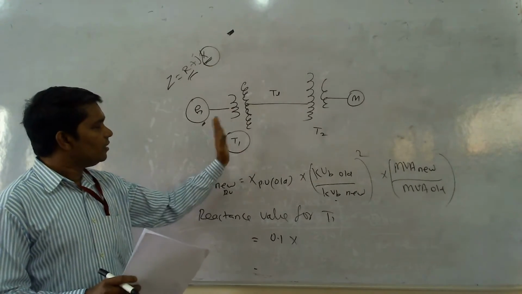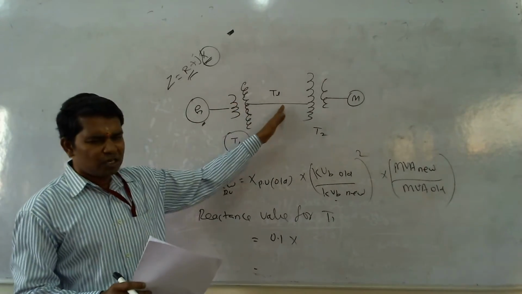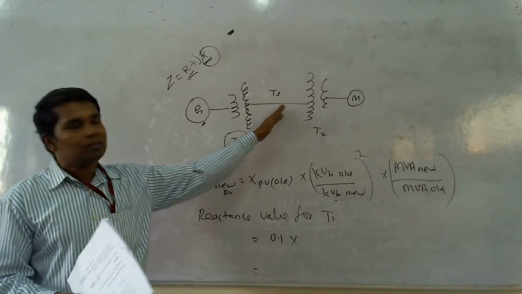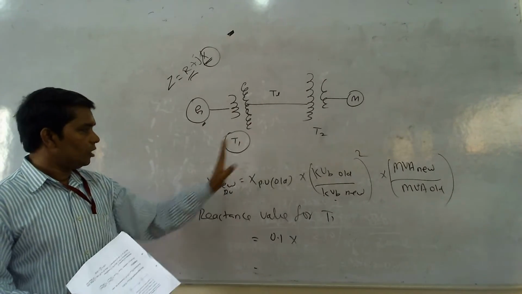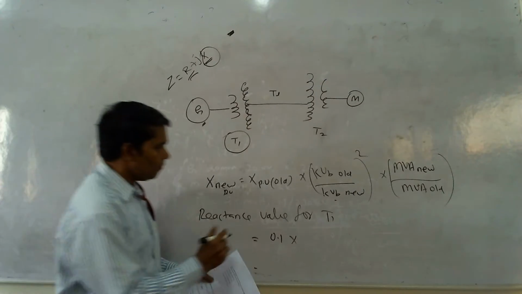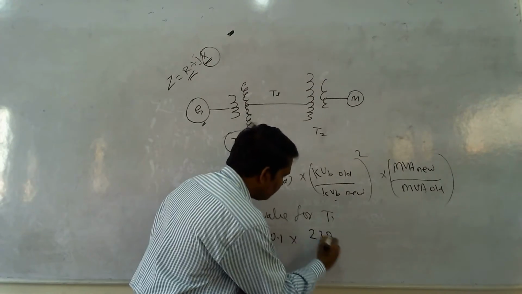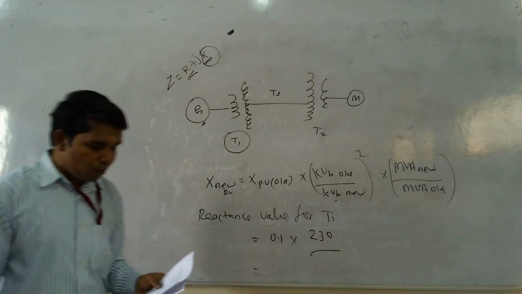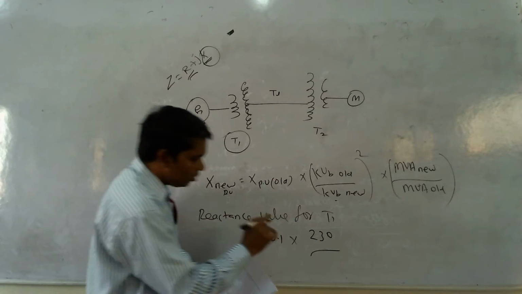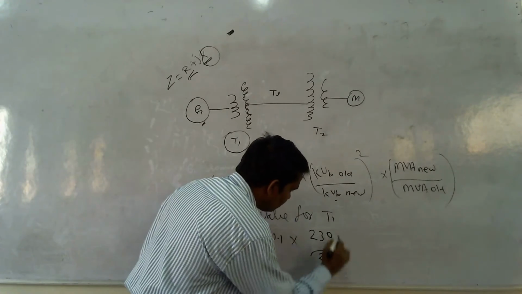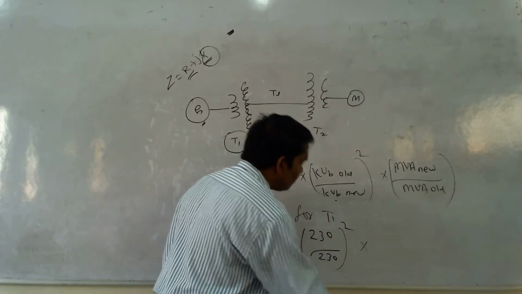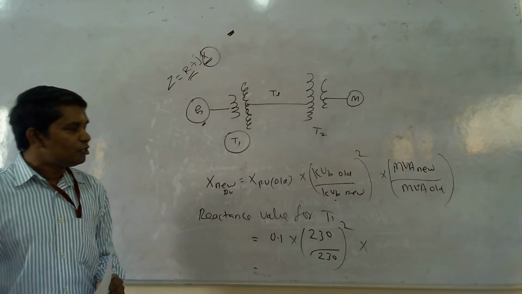We are using the secondary side because it is connected to the transmission line, for which the base value is given. So up there you have 230 volts, the old value, and the new value can also be calculated as 230. So that can also be used. Whole square, multiply by the megavolt ampere base new value.